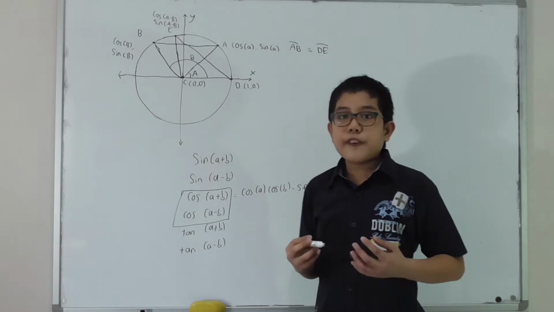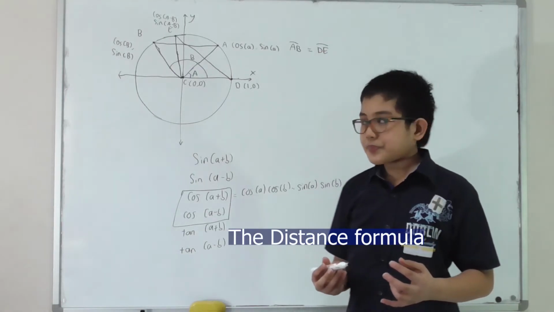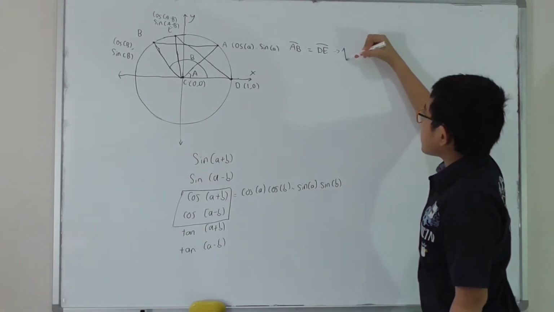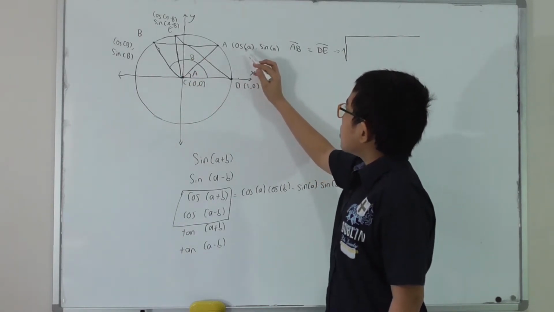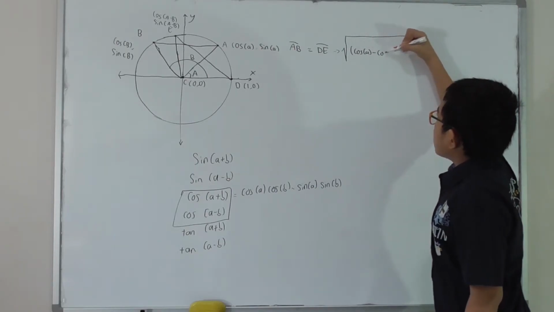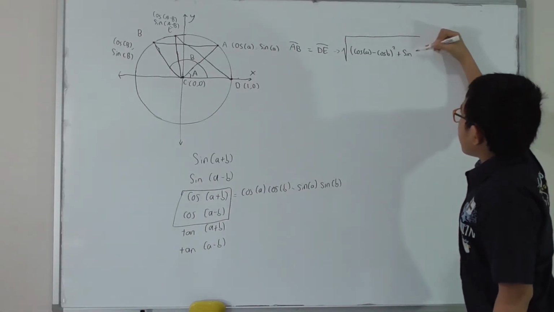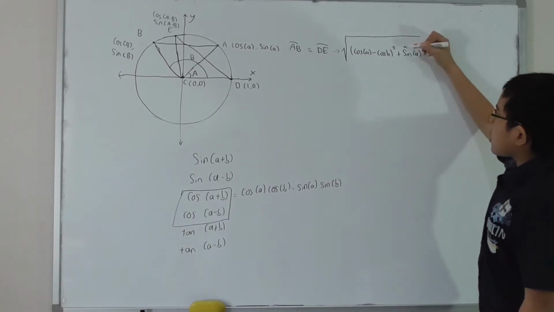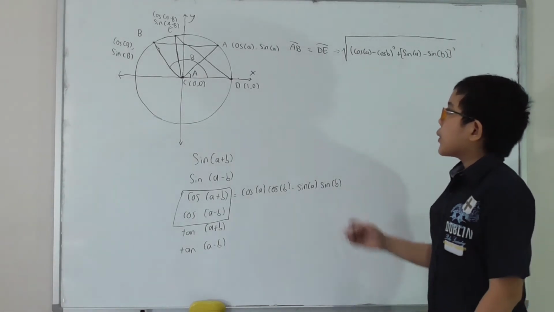And then, how will we find the length of the chord? Well, we're going to use the distance formula. We can notice that it's going to be the square root of, from A to B, cosine of A minus cosine of B, quantity squared, plus sine of A minus sine of B, quantity squared. So that's basically the derivation of our chord AB.